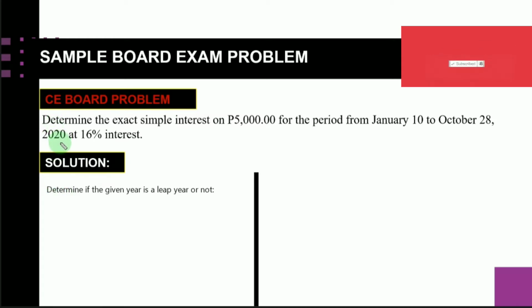Since 2020 is not a century year, based on the step, you need to divide 2020 by 4, and then you will know if it is a leap year or not. This is equal to 505. Therefore, we can say that this is a leap year.